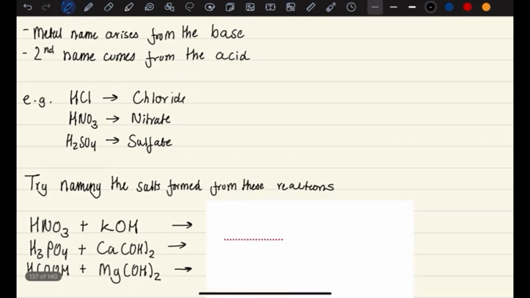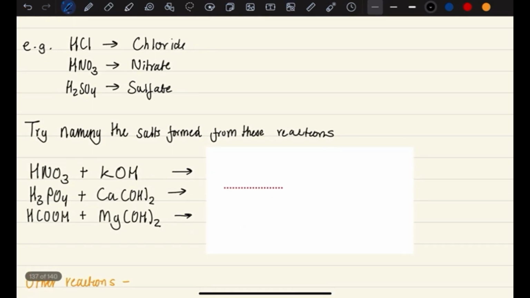Cool. Now, what I also wanted to show you is this. We've got some reactions here. So nitric acid plus potassium hydroxide, phosphoric acid plus calcium hydroxide, and methanoic acid plus magnesium hydroxide. I want you to name the resultant salts. Don't worry about the equation, just name the salt that's going to be formed. So I'm going to pause for 5 seconds, allow you to pause the video, have a think about it, get your answers, and then we will have a look.